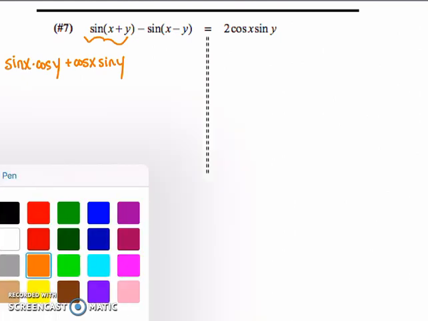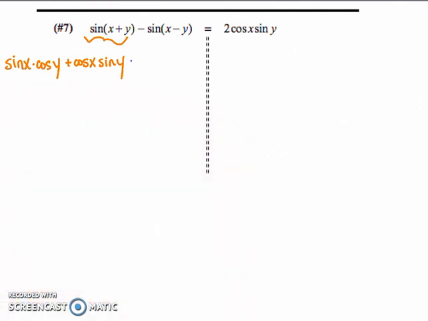Just going to change color here. Then I've got a minus sign. So everything that I put in the parentheses, that negative is going to get distributed to it. That's this negative right here. Now I'm going to use my sine subtraction formula, which is sine x cos y minus cos x sine y. Sorry, I went over the line there. Okay, so then my next step is going to be to distribute that negative.